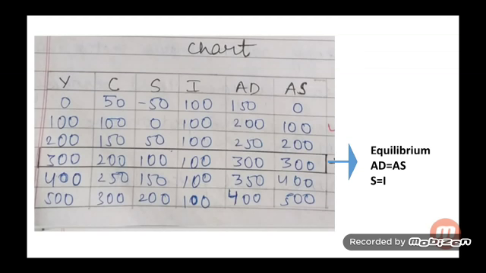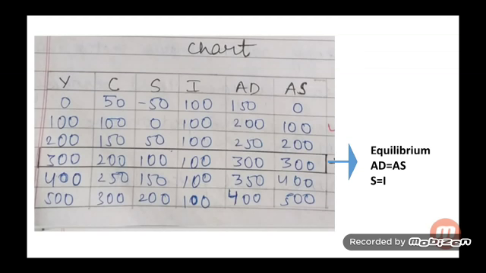Now, the chart. Y means income, C means consumption, S is savings, I investment, AD is aggregate demand, and AS is aggregate supply. When your income is 0, still your consumption is 50. It means you are dis-saving. That is why saving में हमने क्या लिखा है -50 and investment is 100, it is there.